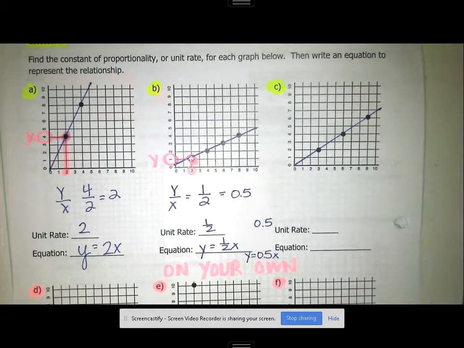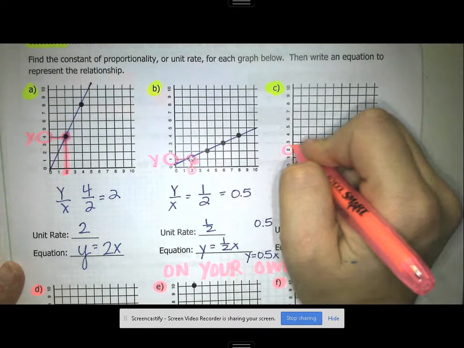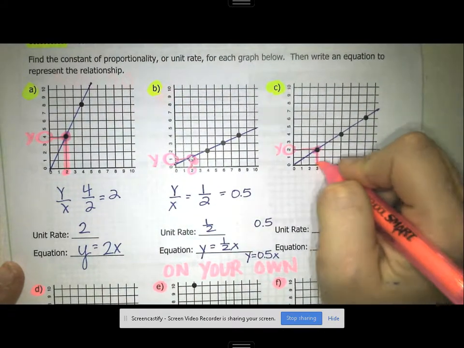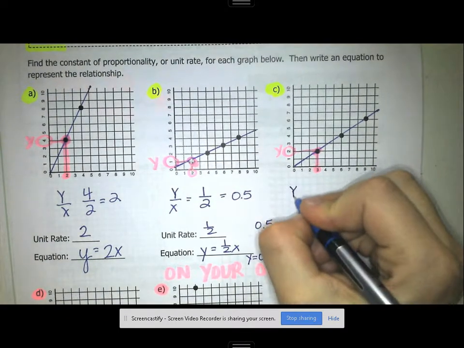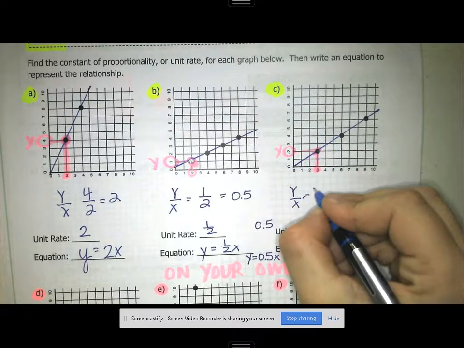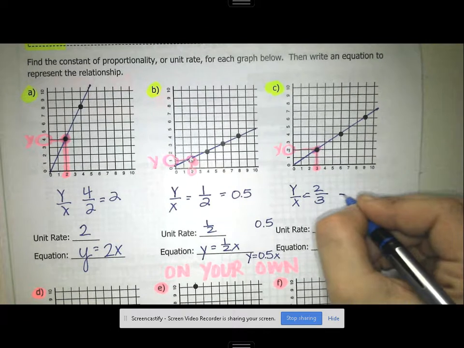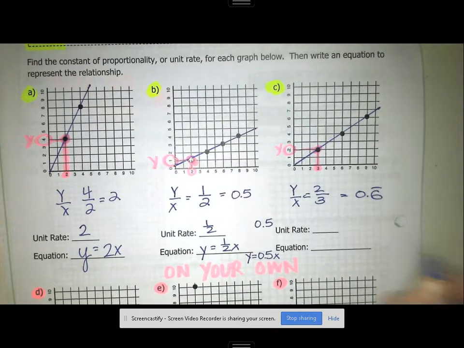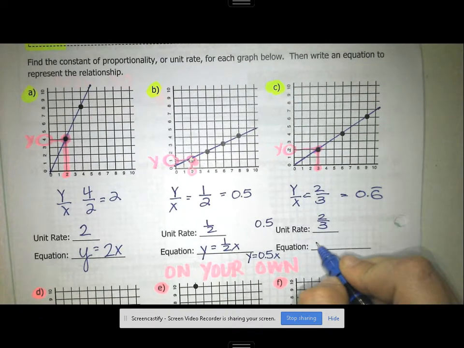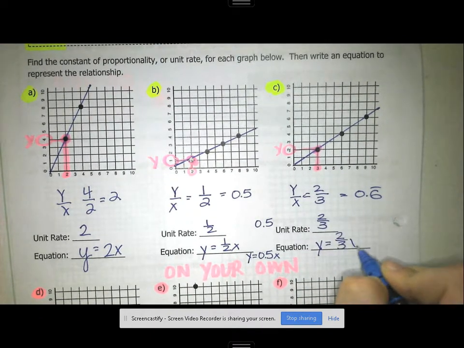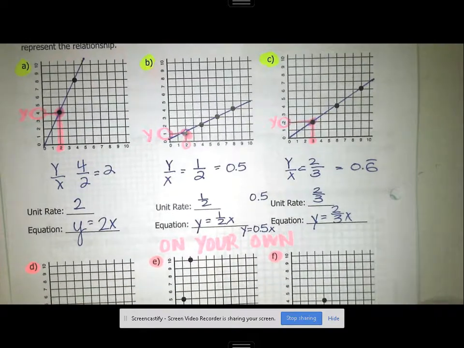All right, next one. I pick a point. I go over to my y. My y is 2. And I go down to my x. I'm going to use 3. So I have y divided by x, which is 2 divided by 3. Now, I could put this in my calculator and have it be 0.6 repeating, or I could just leave it as 2/3. So the unit rate is 2/3, and y equals 2/3 x. All right. Now, these last three you're going to try on your own after the video.